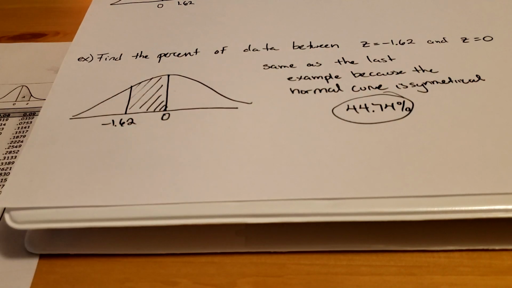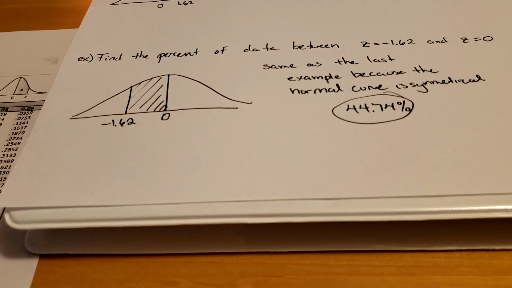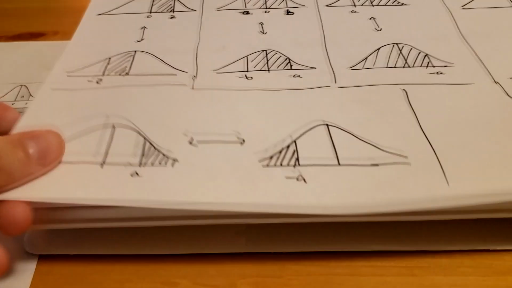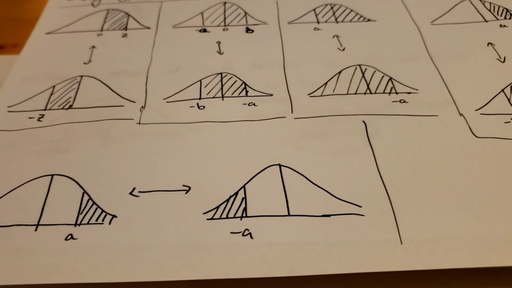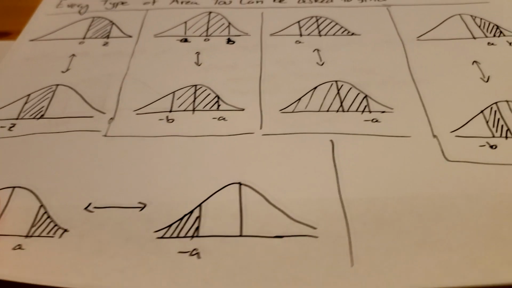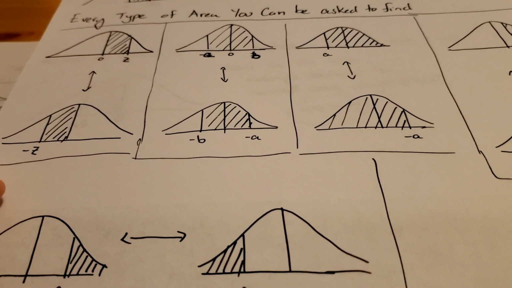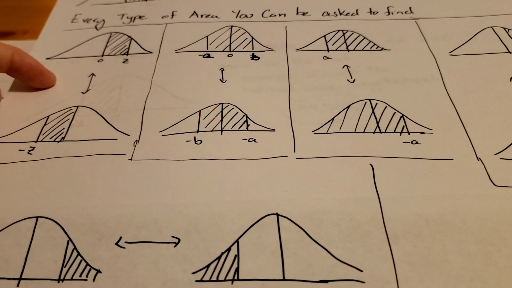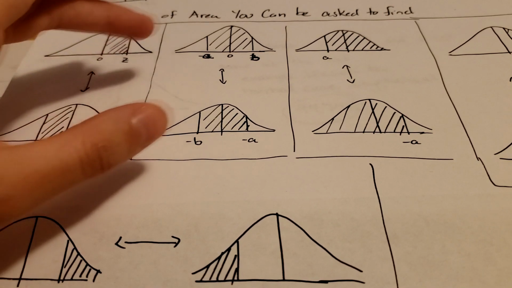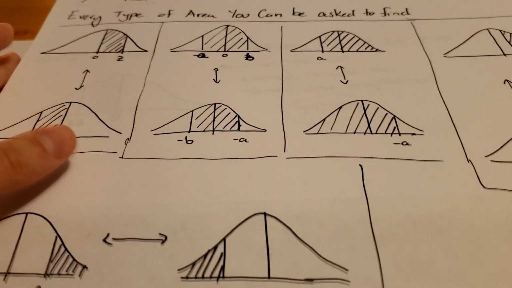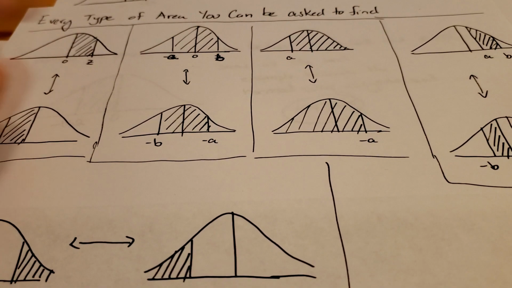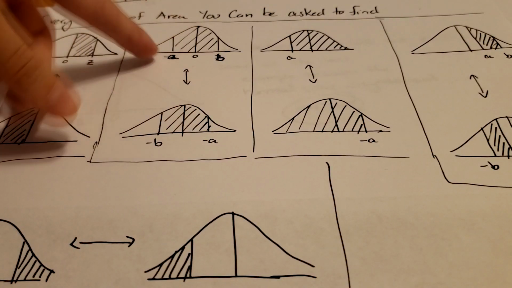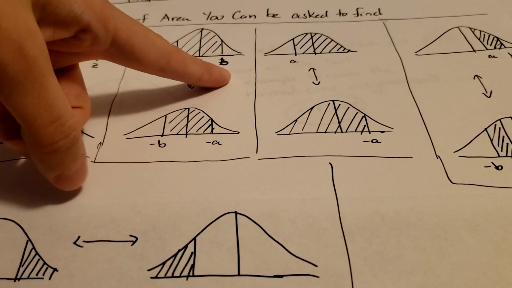There's a bunch of other types of area that they can ask us to find, and all of the different types of area they can ask us to find are here. Okay, so this is what we've just seen. And then in the next video, we're going to talk about the differences between all of these other types of ways. So they could ask us to find between a negative and a positive z-score.